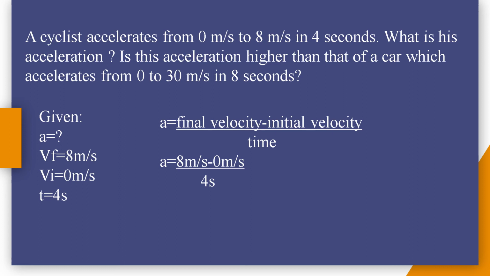So, substitute lang natin ang ating final velocity is 8 meters per second. Then, subtract natin yung ating initial velocity, which is 0 meter per second. Then, divide natin siya sa time. Next, ano gagawin natin? Let us subtract 8 meters per second minus 0 meter per second. So, ang sagot natin is 8 meters per second. Then, divide natin siya sa ating time, which is 4 seconds. So, pagka sinolve natin yan, we will get the final answer, which is 2 meters per second. Okay?